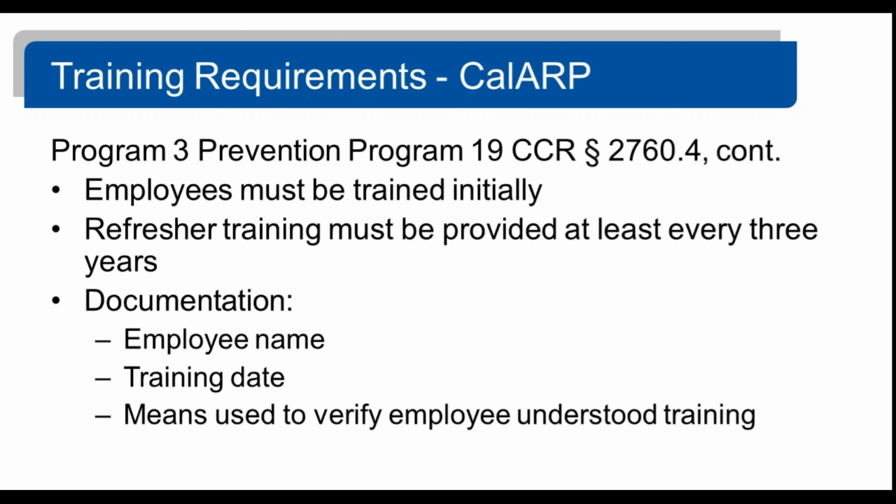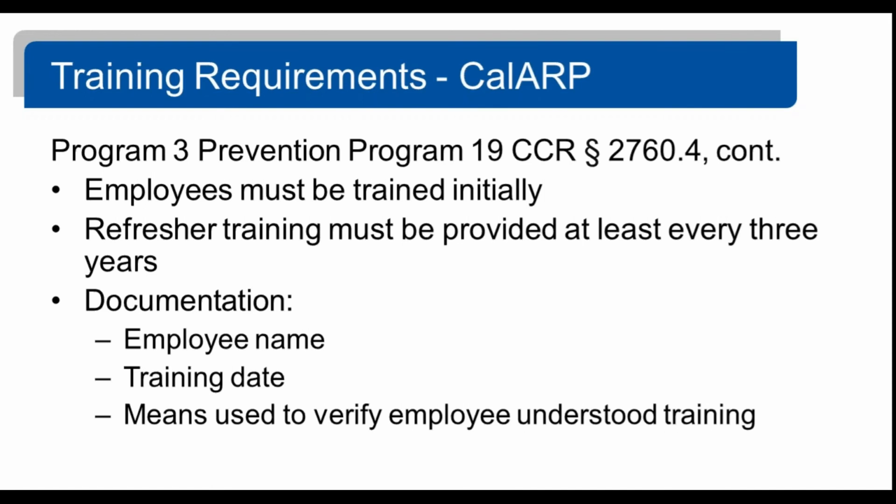Now, the documentation for Program 3 facilities and those employees that operate a covered process has to include the employee's name, the date the initial and/or refresher training was provided, and the means used to verify that the employee understood the training specific to this covered process.